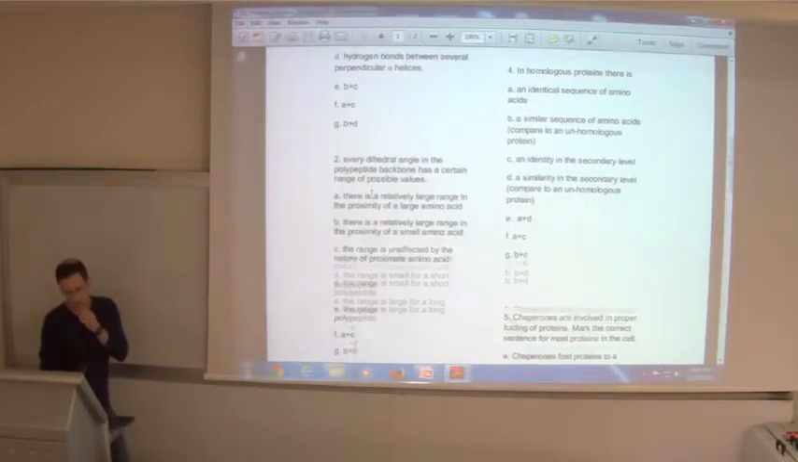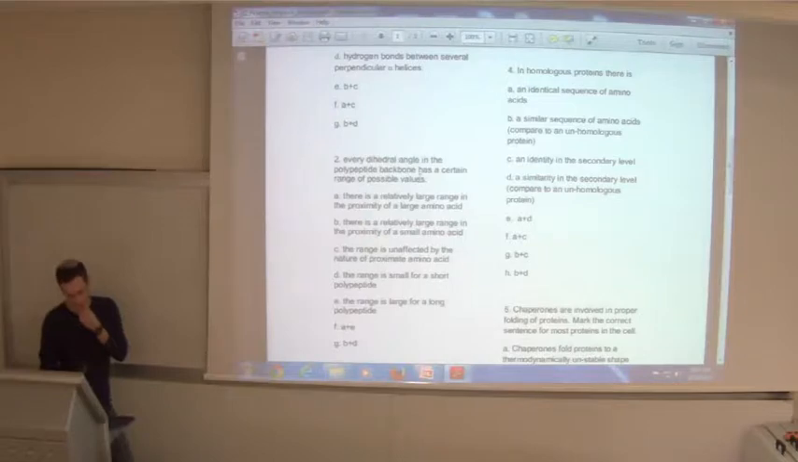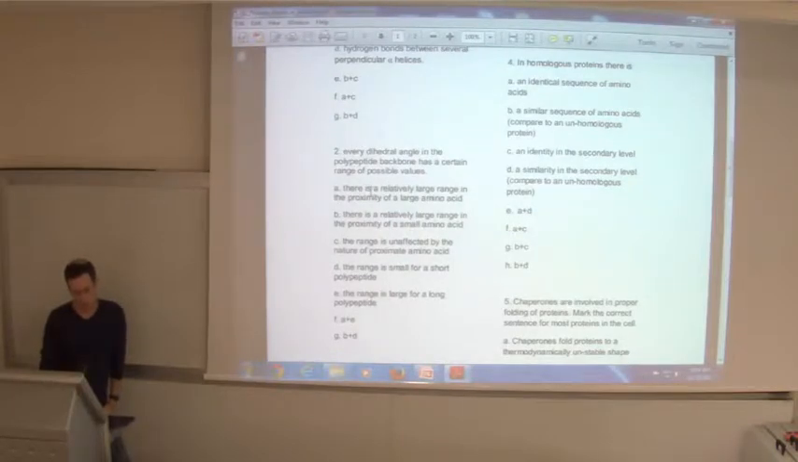Every dihedral angle in the polypeptide backbone has a certain range of possible values. We haven't really stated this fact as it is written right here, but the Ramachandran plot shows us exactly this phenomenon. Which sentence is correct? There's a relatively large range in the proximity of a large amino acid. Large range of possible dihedral angles, that's the idea. So what do you think? Does this make sense?